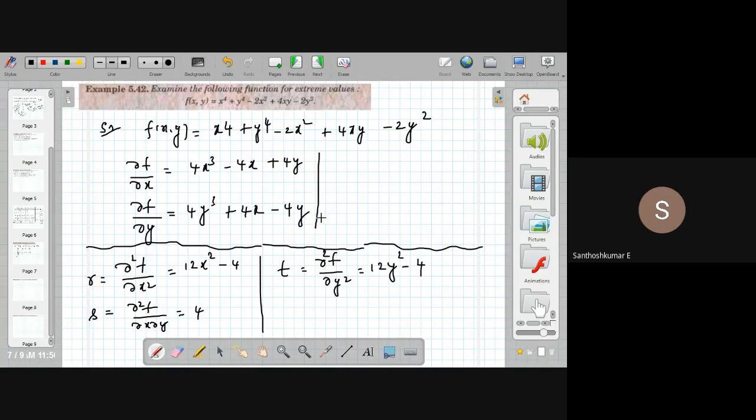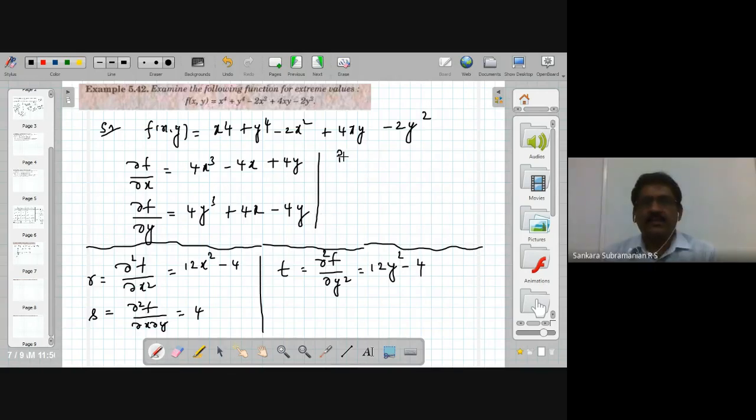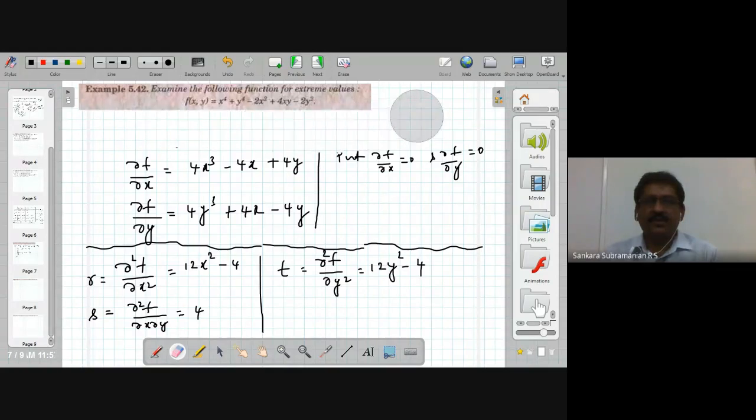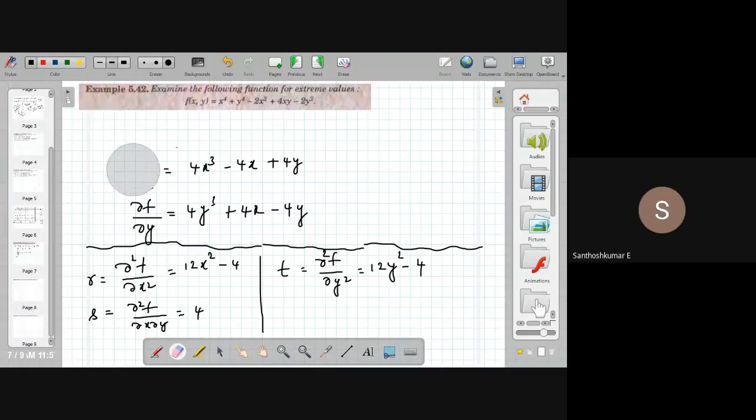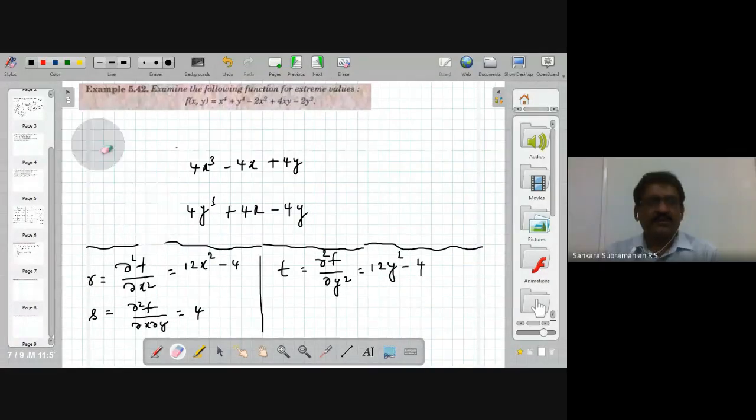Sir, first order, we need to equate to 0. Yes, put dou f by dou x equal to 0 and dou f by dou y equal to 0. So what do you get? We can divide by 4, sir. Whatever it is, you can do it, but I want the answer. So this is equal to 0. Make it as equation 1. This is equal to 0. Make it as equation 2.